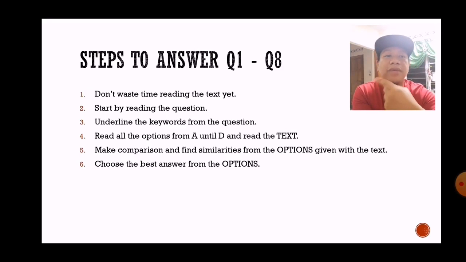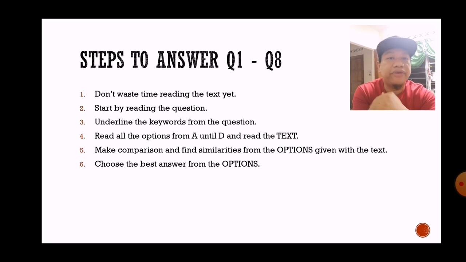Because the time given for every MCQ question is only, one question is equal to 1 minute and a half. Remember, I repeat, in order for you to answer, one question is equal to 1 minute and a half. So you need to read fast and think fast. Next, step number 2, you need to start by reading the question. After you get the question, don't waste your time reading the text yet.